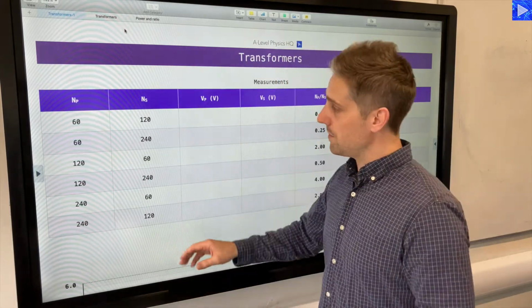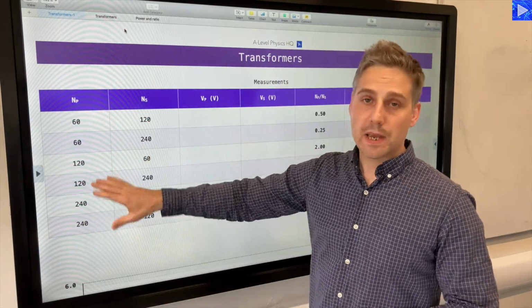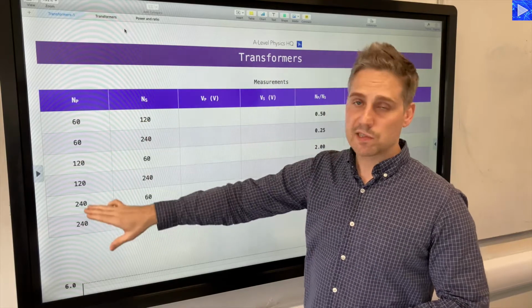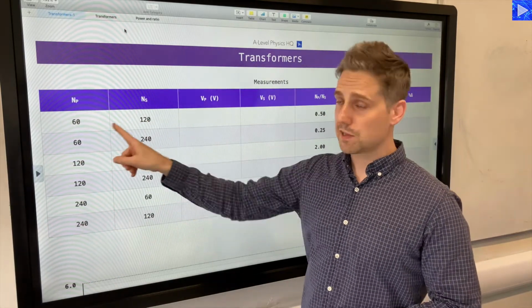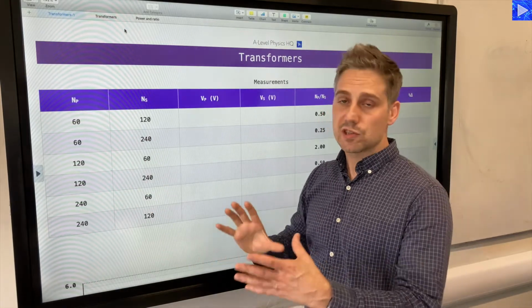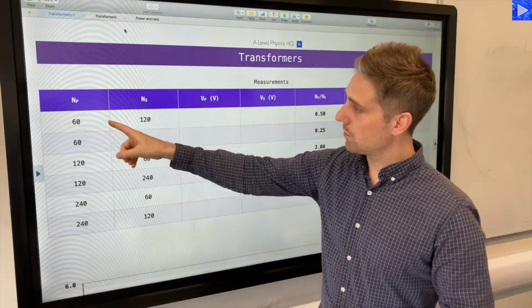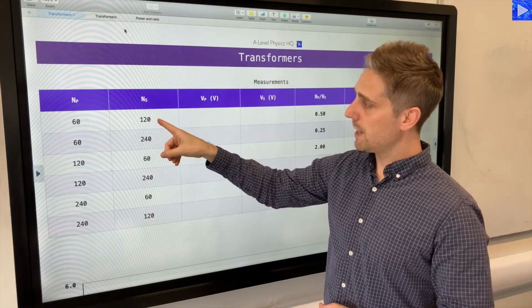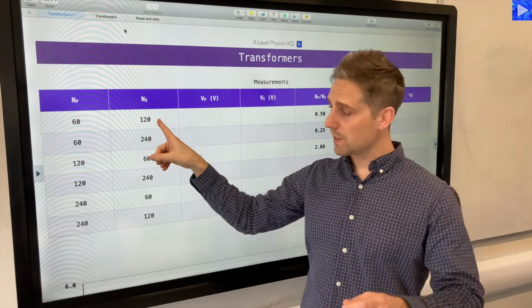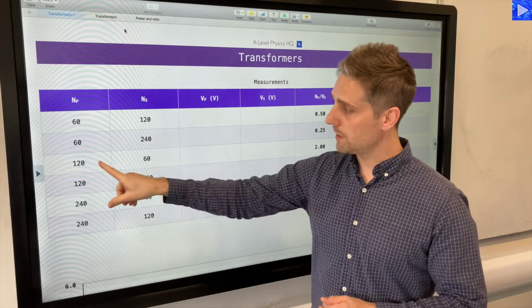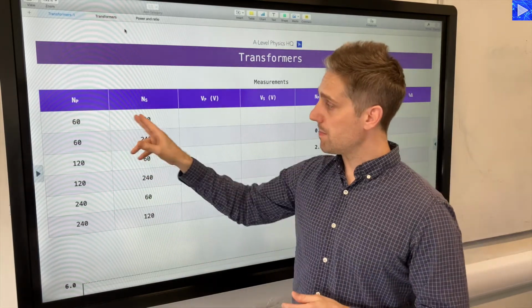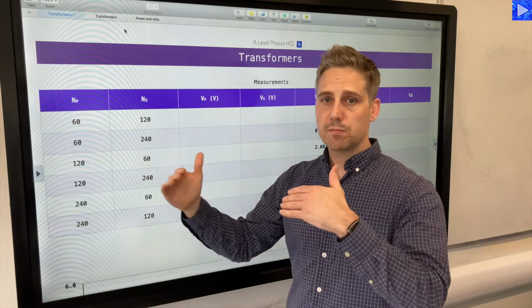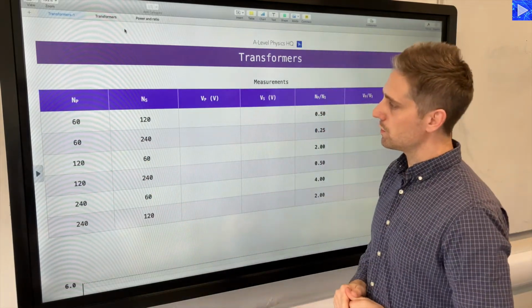So let's have a look at the table. Over here on the left, we have the number of turns in the primary coil, the number of turns in the secondary coil. So these are the different connections that I was testing. So we've got 60 in the primary and 120 in the secondary, then 60 and 240, 120 and 60. So you can see we've got combinations of stepping up, stepping down, and then by different proportions.